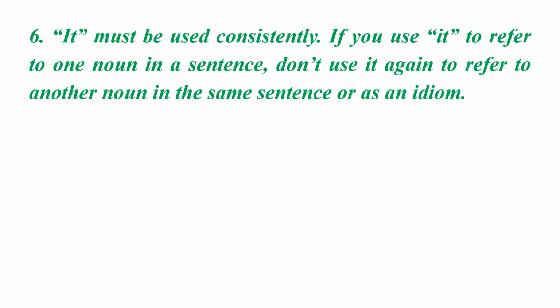Number 6, it must be used consistently. If you use it to refer to one noun in a sentence, don't use it again to refer to another noun in the same sentence or as an idiom. What we understand from this is that if we use it in any sentence in order to refer to a noun, then there's no scope or opportunity to use this it to refer to another noun. So we have to use it very consistently.